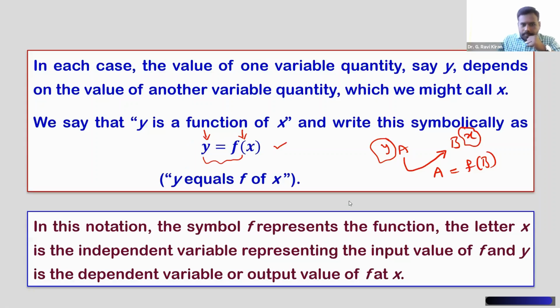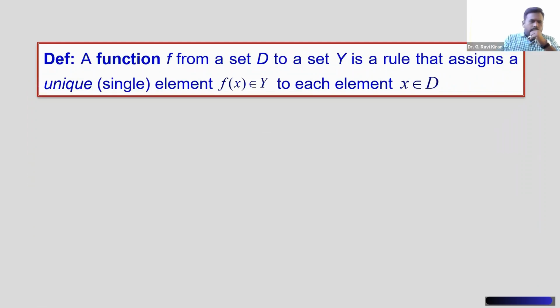Let me come to the mathematical definition of what a function is. In colloquial language, you can simply say a function is a kind of representation like Y equals f of X, and whenever you give some input to X, it gives you some output Y. So it's a simple way of representing a function.